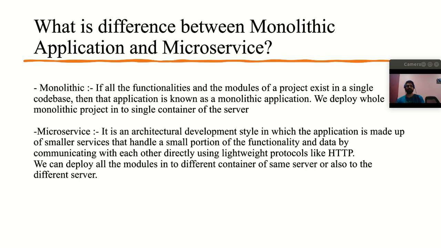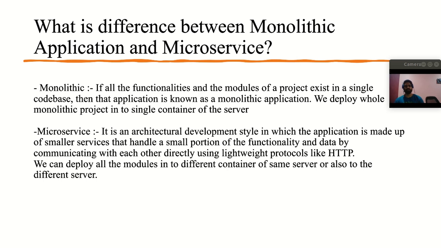So the next question is: what is the difference between a monolithic application and a microservice? This is an important question. Monolithic means that if all the functionalities and all the modules exist in a single code base, then that application is called a monolithic application. For example, let's take Flipkart. Inside Flipkart, we have different modules, like buying a product, adding to the cart, and also the functionality to search any product. So there are different components. If all those components are in a single code base, then that type of application is called monolithic. And here we deploy the whole application, the monolithic project, into a single container of a server.